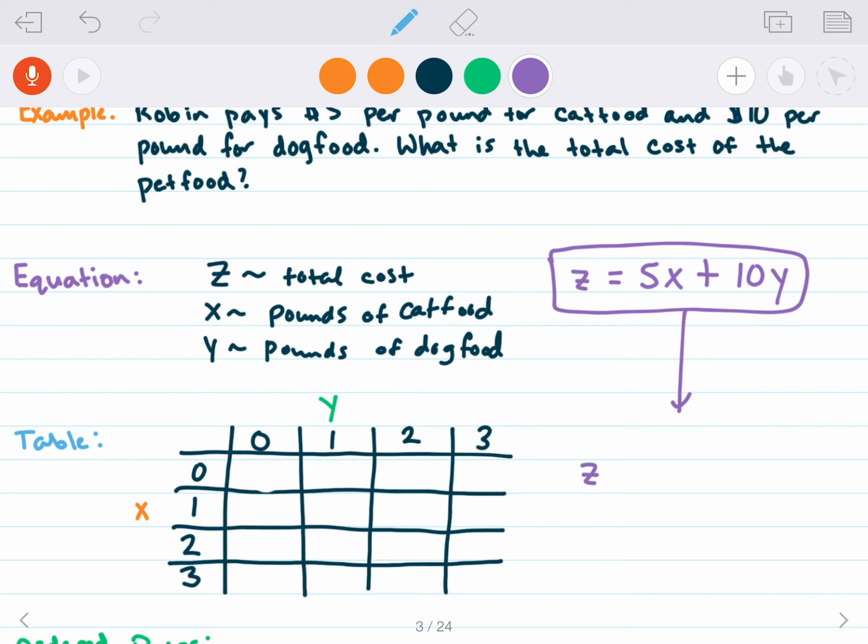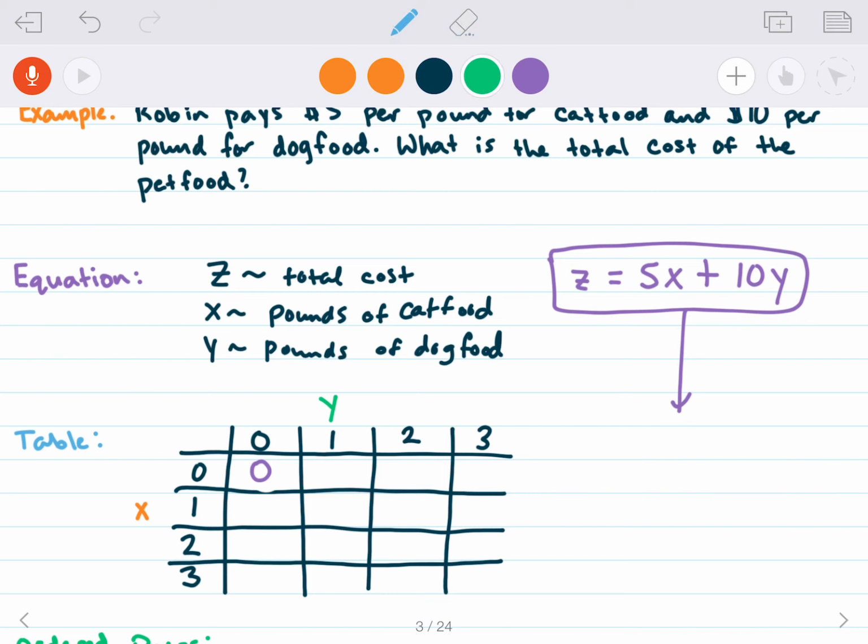So just like we did before in one variable, we're just subbing in 0 for X and 0 for Y, and solving, or evaluating rather. So 5 times 0 is 0 plus 0. So our output is 0, that's what goes here. And that makes sense, right? If you don't buy any pounds of cat food, if you don't buy any pounds of dog food, the cost is going to be $0, right? Makes sense. Awesome. Let's try another one.